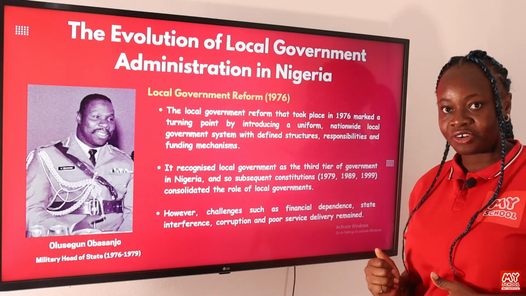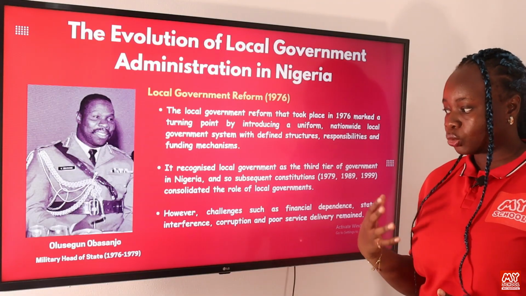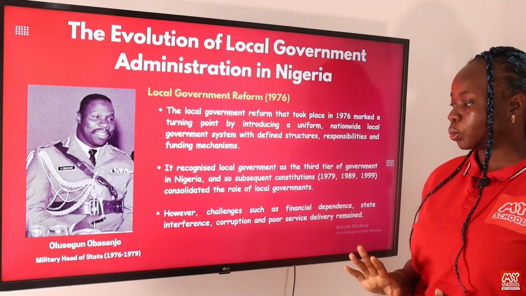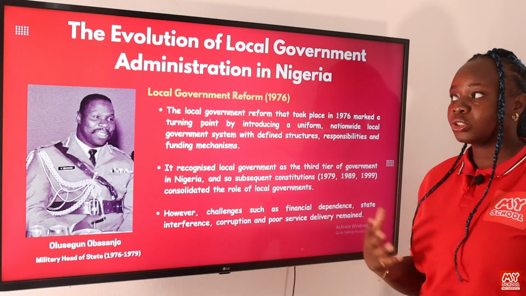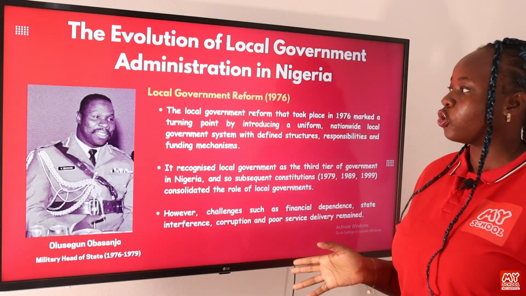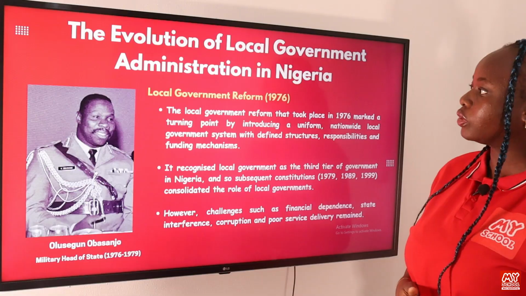There was also state interference. The states had the power to scrap the local government at any time. And so this is another challenge that the local government was facing. There was also corruption and poor service delivery. So these were all of the challenges of the local government, even after the reform that took place in 1976. Let's move on to the next slide.